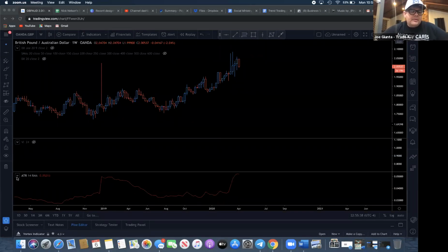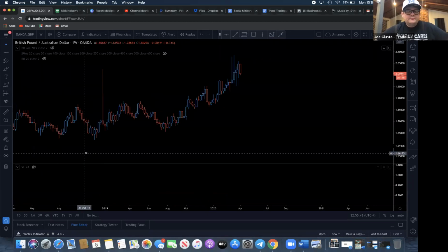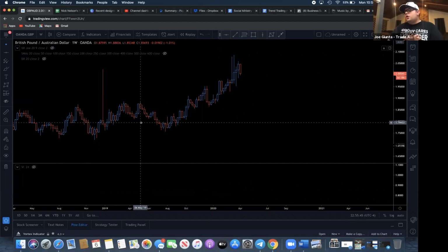Okay. How many have ever heard of the Vortex indicator? How many have ever heard of the Vortex indicator? I knew that's where I would get everybody. The ATR, I figured some people might know it. The Vortex, I figured nobody was going to know that.